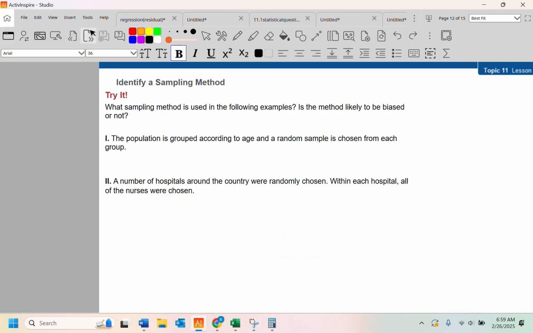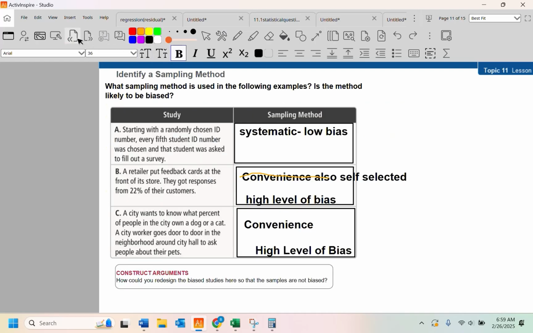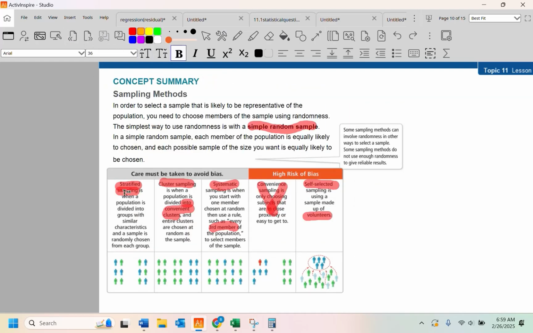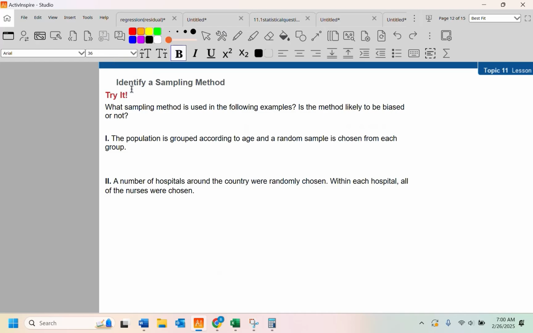Yeah, we're moving forward. Identify a sampling method. Which sampling method is used in the following examples? Is the method likely to be biased or not? So in the first one, a population is grouped according to age and a random sample is chosen from each group. Should be stratified. Population is divided into groups with similar characteristics and a sample is chosen from each group. So stratified.